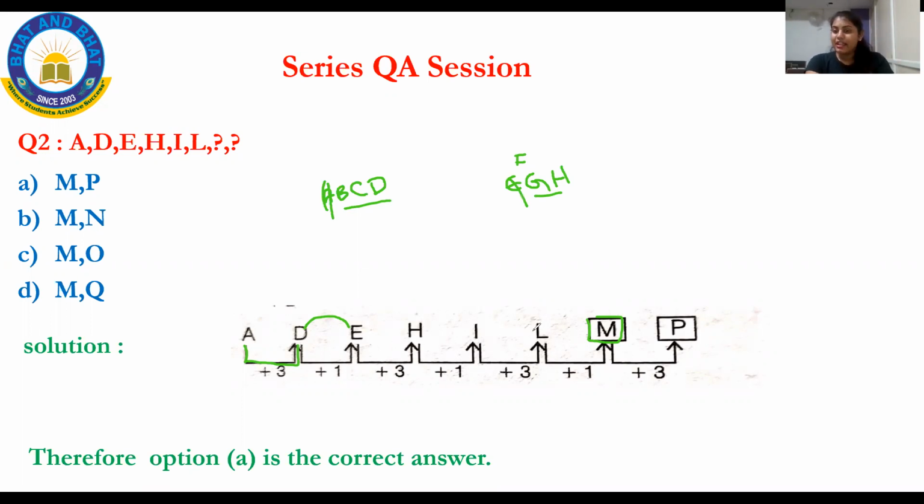So L. What is after L? After L you will get M, N, O, P. After 3 letters, it is P. So it is plus 3. What is the logic here? I have to use plus 3, plus 1, plus 3, plus 1. Like that you have to solve it. Solve it in your book. Do you have any doubts in this problem? Therefore, which is your option? Option A.